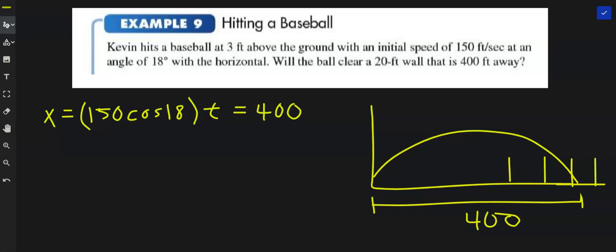Now, how long will it take to reach 400 feet? We really need to solve this for the time. How many seconds is it going to take to reach 400 feet? I'm probably going to need to have my calculator in degree mode, so I would make sure I switch it over to degree for this particular question. So let me write that down. Degree mode.